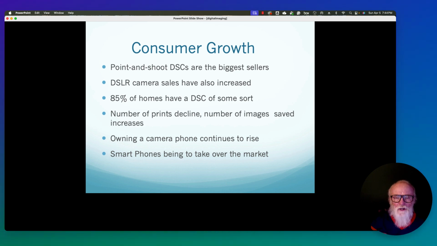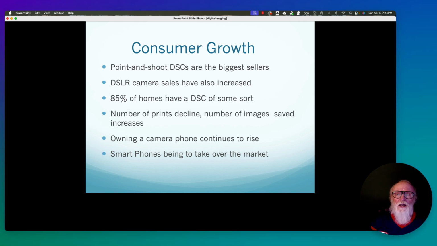So 85% of the homes supposedly in the United States have some kind of DSC in the house. And usually that's going to be the cell phone or mobile phone they have. Now, here's an interesting statement, I should say. Number of prints decline. Number of images saved increases. Now, what that means is, as I said a while ago, 1.2 trillion or whatever images are taken every year. Well, okay. Maybe that's true. Maybe it's not. But here's what is true. The number of pictures taken increases, but the number of prints declines.